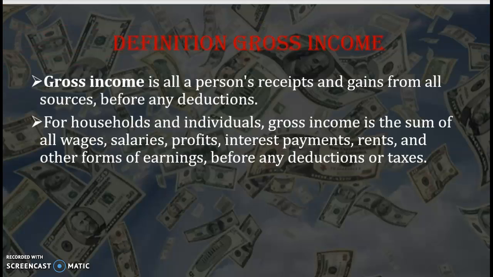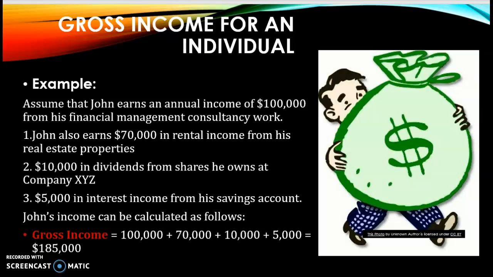Definition of gross income. Gross income is all a person's receipts and gains from all sources before any deductions. For households and individuals, gross income is the sum of all wages, salaries, profit, interest payments, rents, and other forms of earnings before any deductions or taxes. Gross income for an individual.